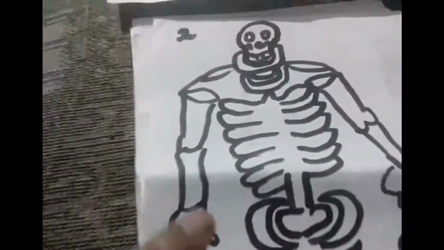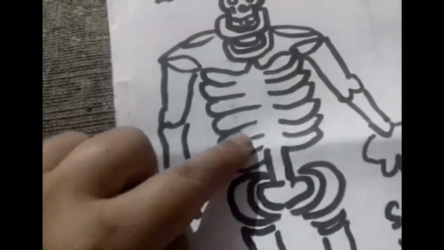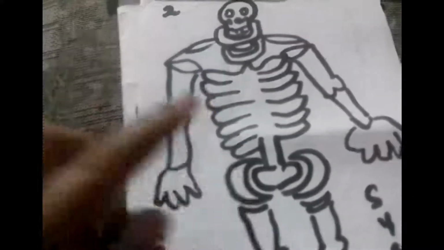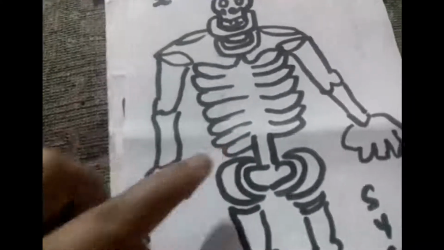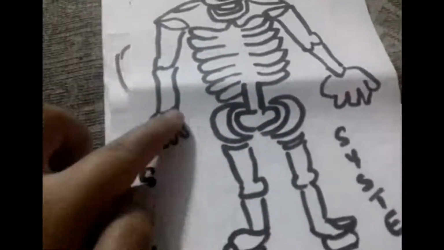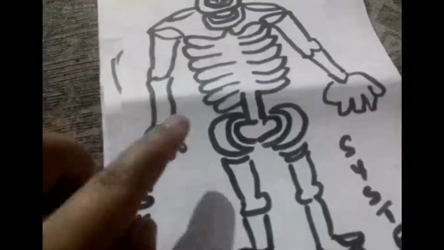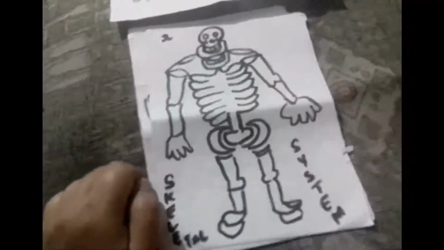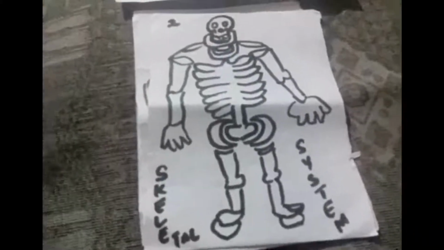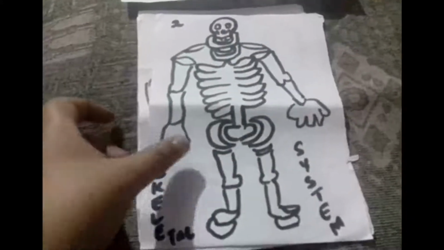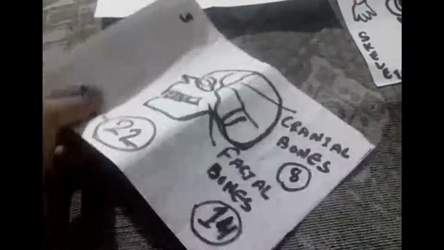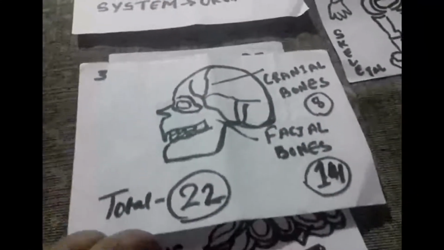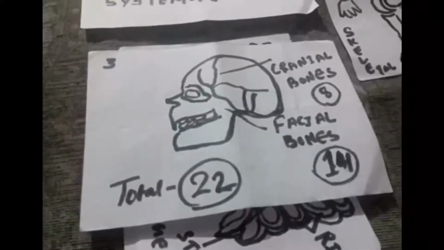Skull, then we can see the backbone, then the rib cage. The backbone is at the back, then this rib cage, and about these limbs: these hands, and these legs. These limbs are also included in this, and we can see them here. So students, now we will see the next one, that is our skull. You can see here, this is our skull. I have drawn a picture of the skull.